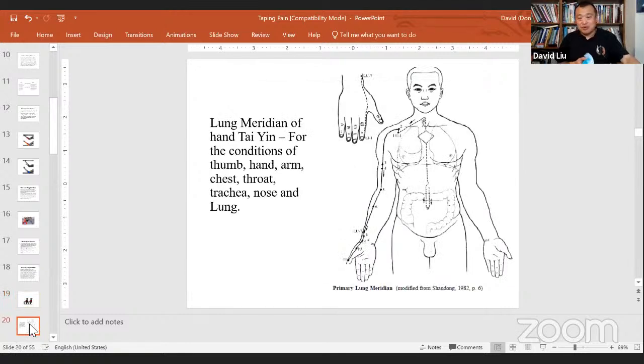Now, this is the lung meridian. We can see it goes from the thumb, hand, and arm to the chest. The taping here is for thumb pain, lateral wrist pain, lateral elbow pain, shoulder pain, even clavicle pain and upper chest tightness. We can go to the lung meridian. The lung meridian can also open the chest and open the airway.